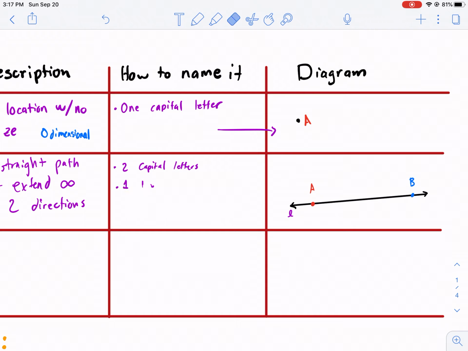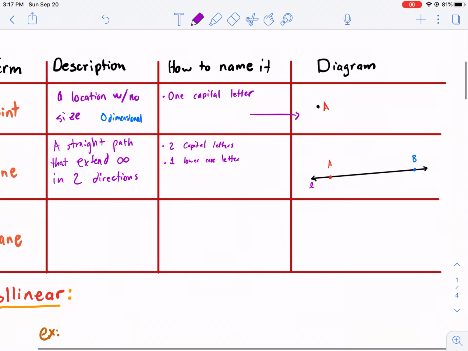Not cursive. That's cursive, isn't it? No, I guess generally you use lowercase. I guess that kind of looks like cursive, but we'll just say lowercase letters. One lowercase letter. Okay, so that's how you label a line. Lines are fairly simple. Okay, they keep going in infinite direction.